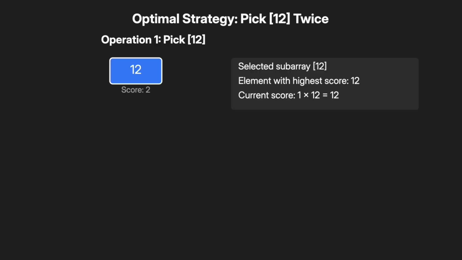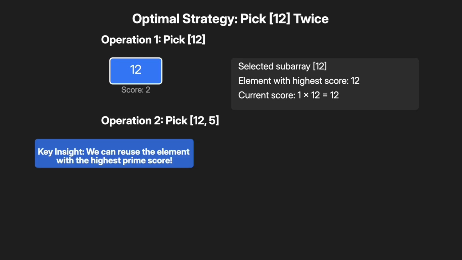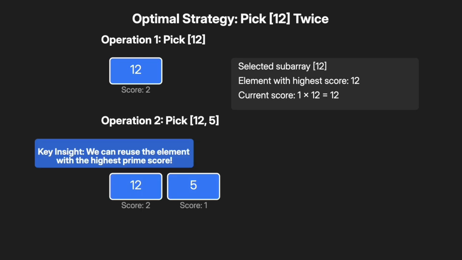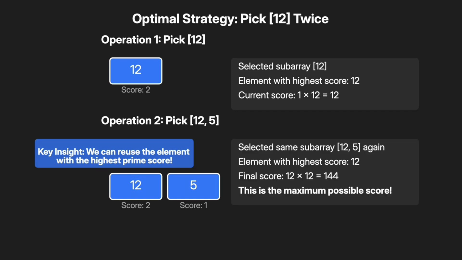Here's the optimal strategy. For our first operation, we pick the subarray, 12. As we saw before, this gives us a score of 1 times 12, which equals 12. But here's the key insight. We can reuse the elements with the highest prime score in different subarrays. For our second operation, we can pick the subarray 12, 5 again. The highest prime score element is still 12, making our final score 12 times 12, which equals 144. This is much better than our previous attempts that gave us only 72.